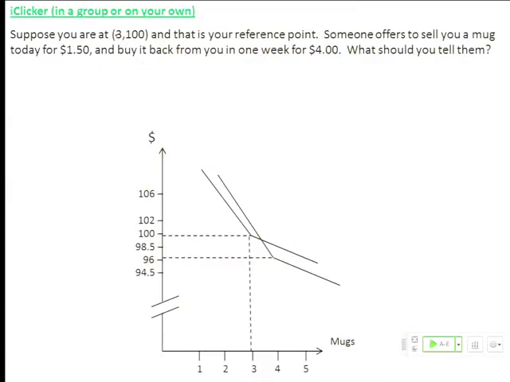So now we're going to go to the next step, which is going to be rationality of expectations in a second, and I think this will help us get there. Suppose that this is you initially with 3 mugs and $100, and that's your reference point, and someone comes along and offers to sell you a mug for $1.50 today, and then buy the exact same mug back from you in a week for $4. Now, if we recall, the slope of this leg was 8. This is exactly from the problem set, and the slope of this leg was 2, or -8, -2, right? So that's the selling price, and that's the buying price, and here are the possible reactions.